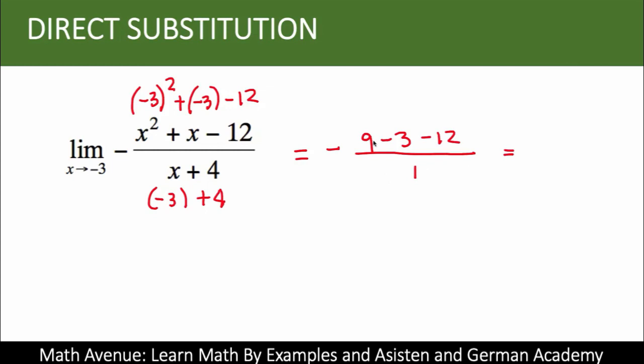And so you have 9 minus 3 is 6. 6 minus 12 is negative 6. And then you have this negative. So you have negative of negative 6 over 1, which is positive 6. So the limit of this rational function as x approaches negative 3 is positive 6. And we arrive at this answer by just substituting directly the value of the number here to x.